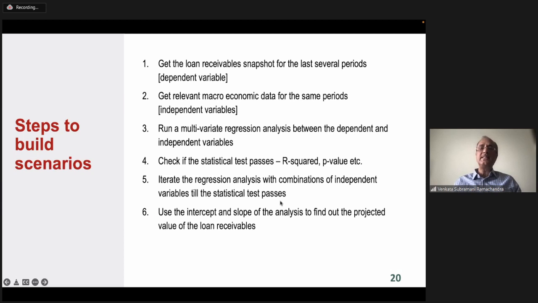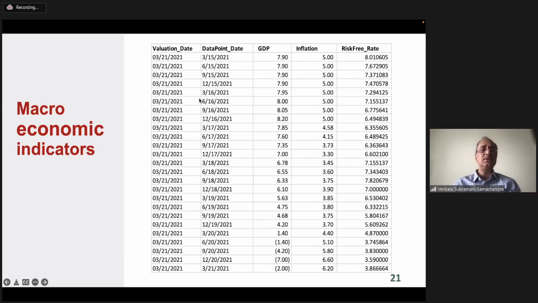Once the test passes, make use of the intercept and the slope and find out the projected value. This is obtained by applying the equation y = mx + c, where you have the intercept and the slope. Intercept is c, slope is m. So you make use of this formula, this equation, to find out the other 2 scenarios. So this is just a snapshot I want to explain to you.